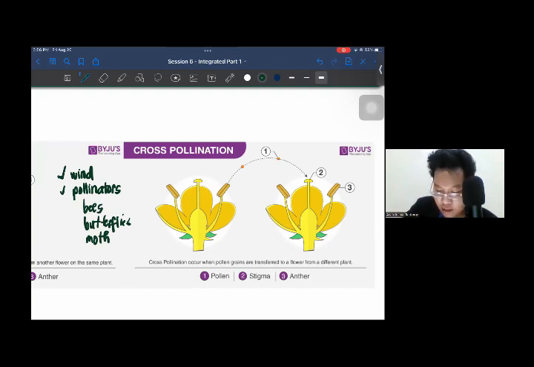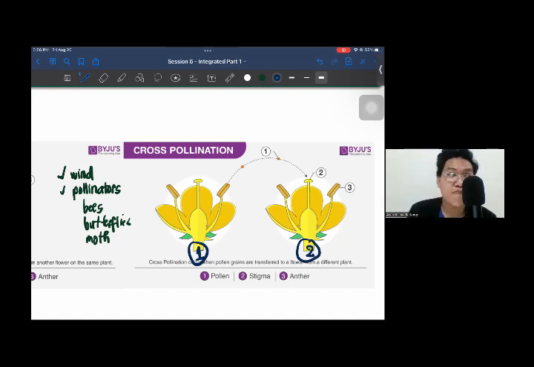So dito, again, same. Yung one is yung pollen grain, stigma is yung number 2, tas yung anther is yung number 3. So yung pollen grains from the anther of, let's say that this is flower 1 and this is flower 2. So kapag na-transfer yung pollen grains niya to another flower, so that is called cross-pollination.